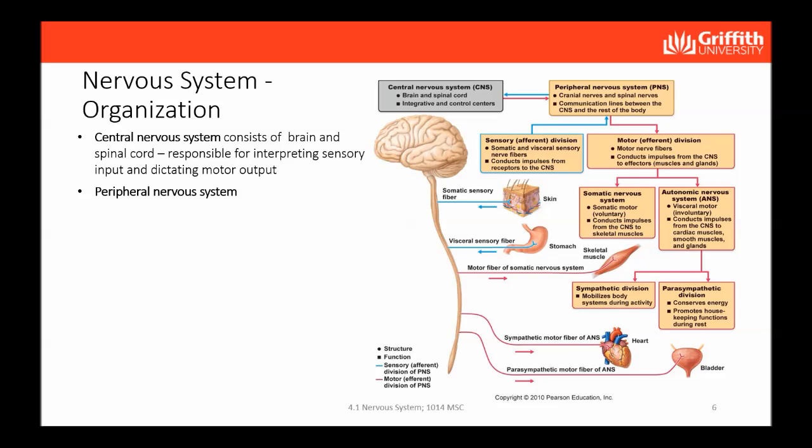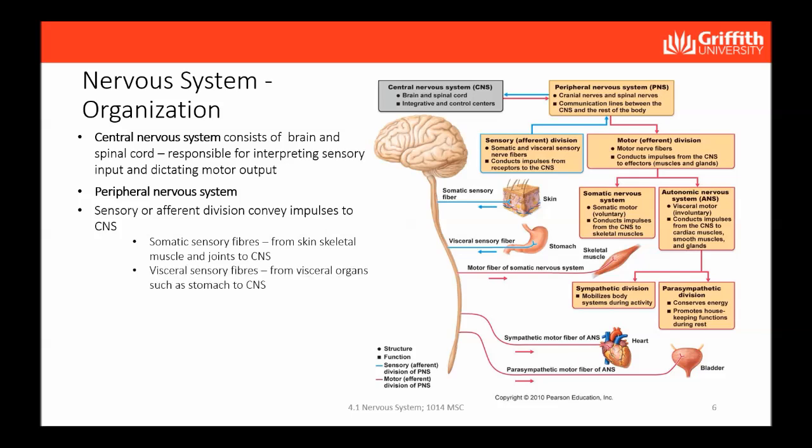The PNS has two functional subdivisions. The sensory or afferent division consists of nerve fibers that convey impulses to the central nervous system from sensory receptors located throughout the body. The somatic sensory fibers convey impulses from the skin, skeletal muscles, and joints, whereas the visceral sensory fibers transmit impulses from the visceral organs, such as the organs in the thoracic and abdominopelvic cavity. It is the sensory division that keeps the CNS constantly informed of events going on both inside and outside the body.